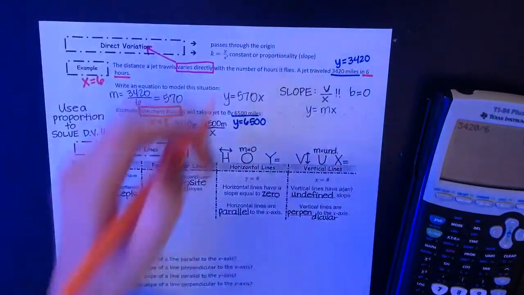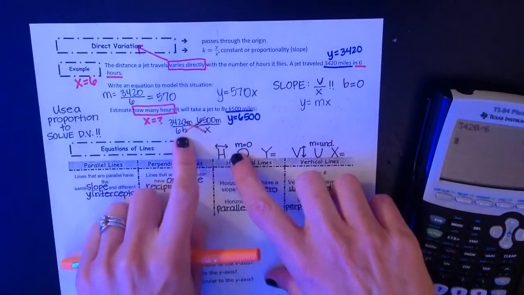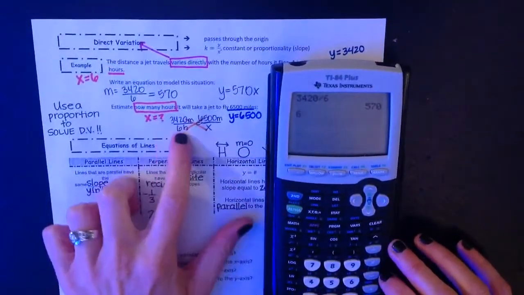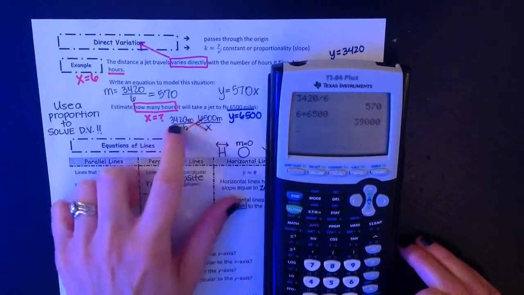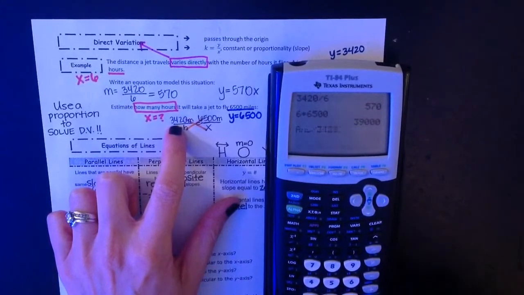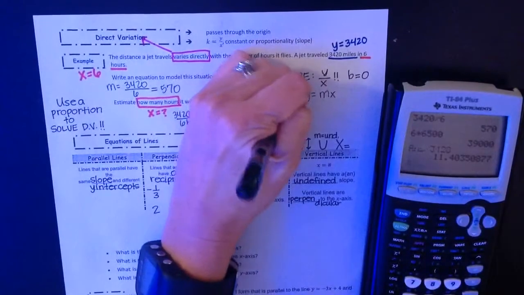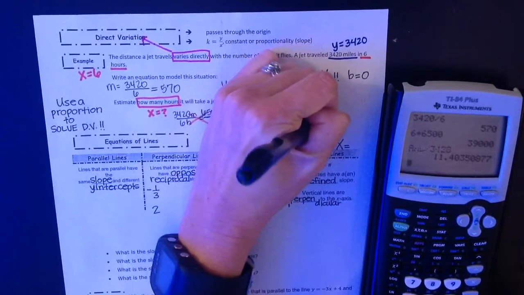And we're going to cross multiply. I make an x. If two numbers are connected with an x, those are the numbers I multiply. So I'm going to say 6 times 6,500, and then the number that connects with x, that is the number you divide by. So I'm going to say 39,000 divided by 3,420, and my x, the time that it will take, is about 11.4 hours.